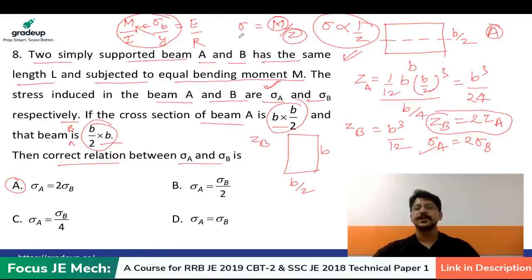That way it becomes sigma equal to M by Z. Clear? See if you can try it along the Y section as well. But basically we are saying that it's a simply supported beam.